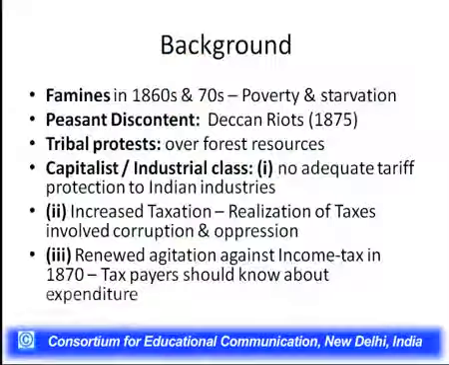There was another important aspect in the context of the tribals, when the forest resources were also appropriated by the British. The capitalist or the industrial class was also not given any kind of support by the British. There was no adequate tariff protection to the Indian industries during this particular period. There was increased taxation, and the realization of taxes involved corruption and oppression by the British. There was renewed agitation against the income tax in 1870, in which the taxpayers wanted to know about the expenditure. All this was very well documented.